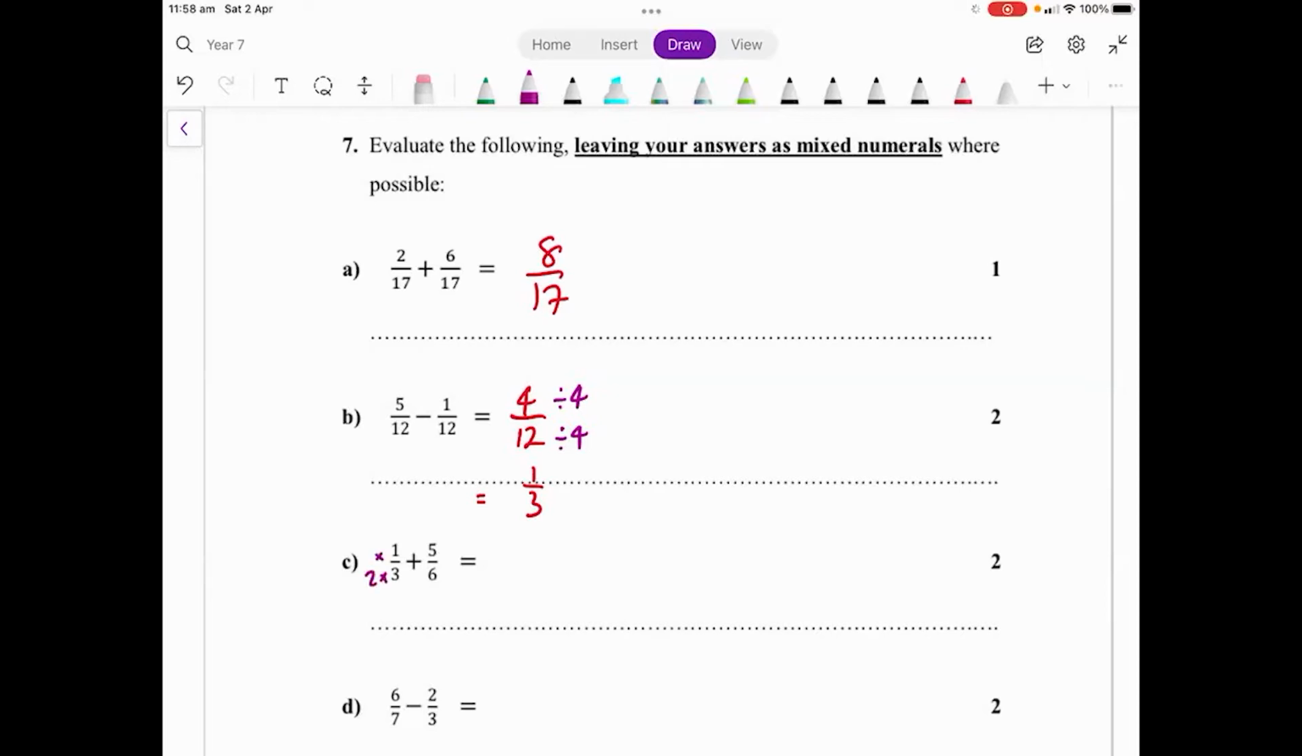Question C, the denominators are not the same, so we need to change 1 over 3 to be 2 over 6. Now we can add the numerators together, so it becomes 7 over 6. However, we need to write this as a mixed numeral, so 7 over 6 is 1 and 1/6.